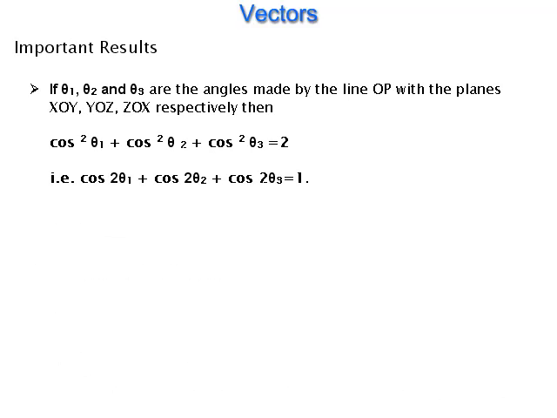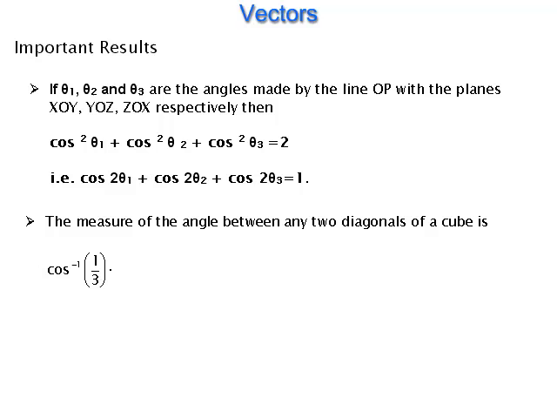If θ1, θ2 and θ3 are the angles made by the line OP with the planes XOY, YOZ and ZOX respectively, then cos²θ1 + cos²θ2 + cos²θ3 equals 2, that is cos 2θ1 + cos 2θ2 + cos 2θ3 equals 1. The measure of the angle between any two diagonals of a cube is cos⁻¹(1/3).